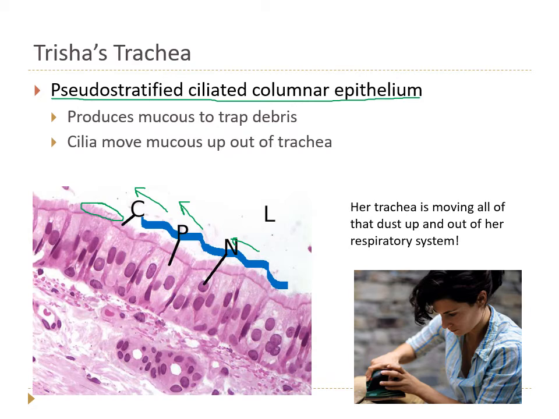So when you have a lot of stuff, right? So she has a lot of sawdust that got trapped because she was breathing it in. And so it's taking her a while to get it all out. And so she's producing extra mucus because there's a lot of stuff that we have to clean out.